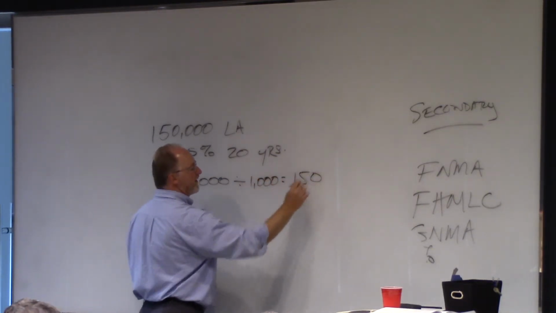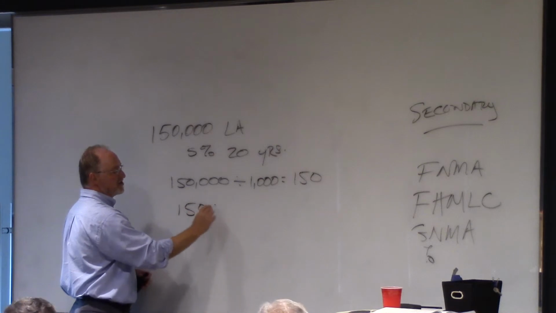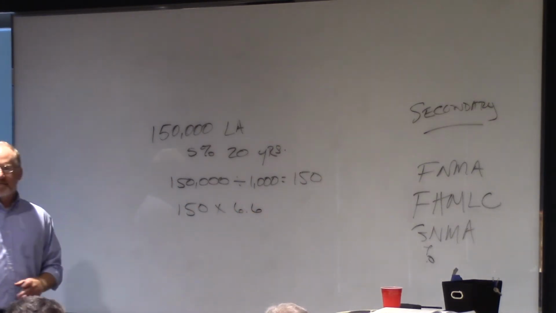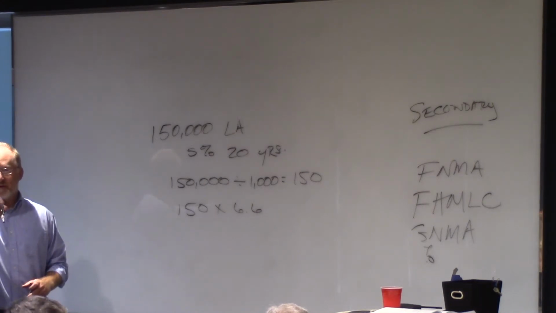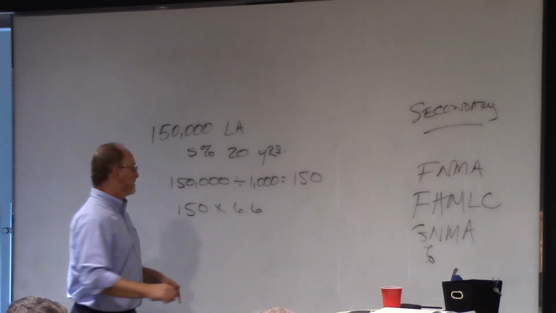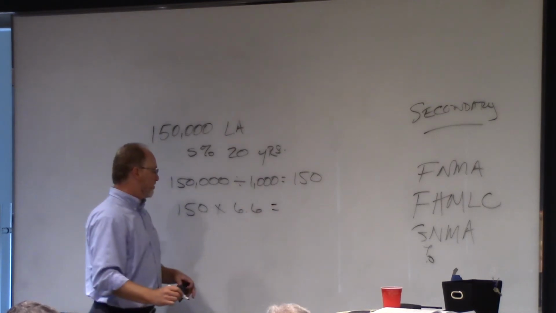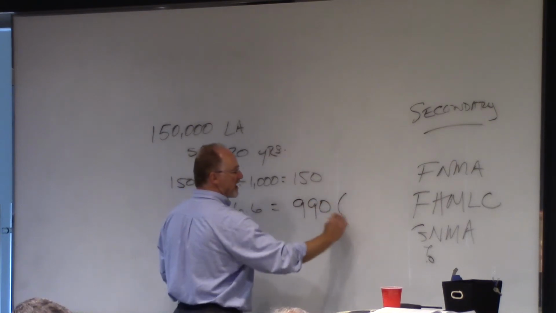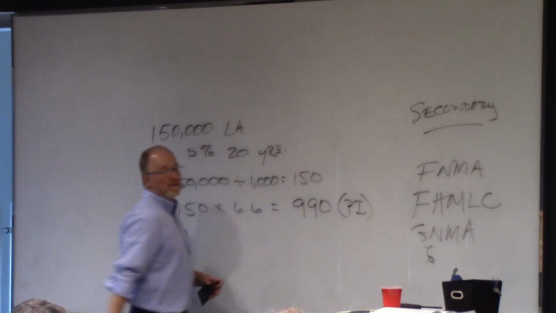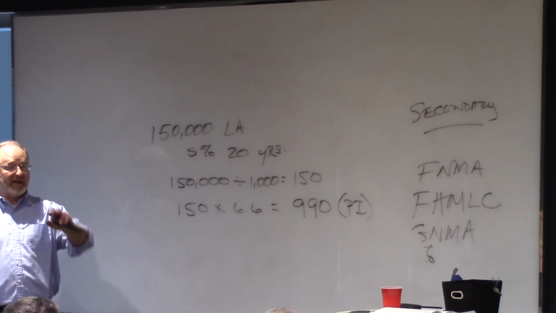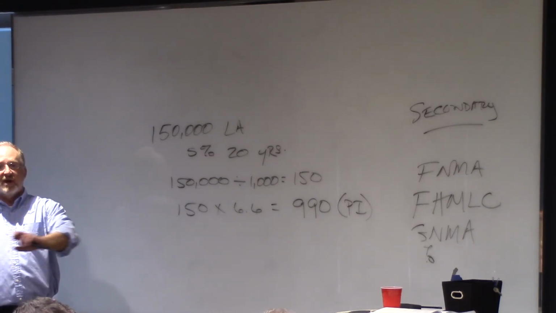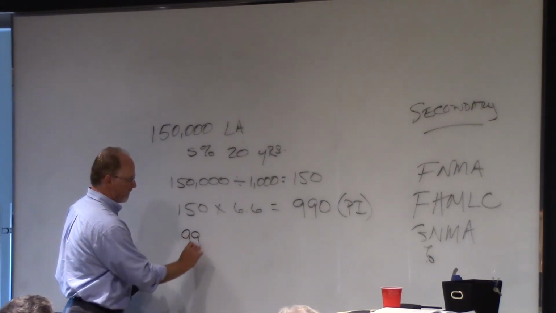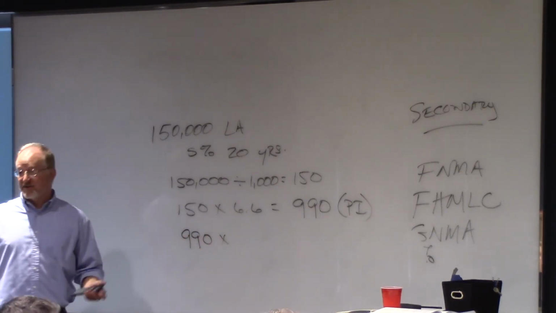150,000 divided by 1,000, and Tom says that the amortization factor is 6.6. Can someone confirm that for me? Megan, you're confirming? Okay, so 150 times 6.6, is that 990? 990. And Tom, what is 990? That's your monthly P&I. Oh, be careful. Again, be disciplined here. How many times are you going to make that $990 payment? 240, because this is only a 20-year loan.